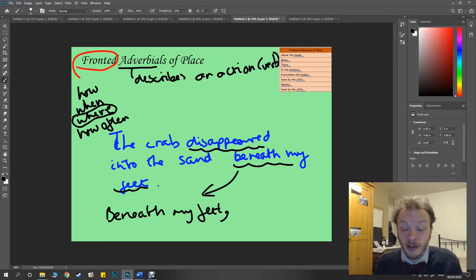That's what we're talking about for fronted adverbials of place. Often it can be easier to create the sentence with the adverbial and then move it to the front, just remembering your comma. But I've also provided you with some sentence starters here and on the handout that you've got, which you can use to help you as well.